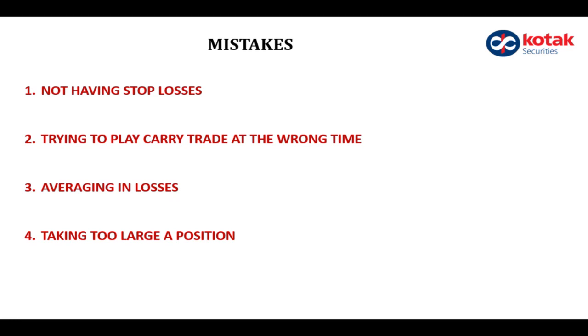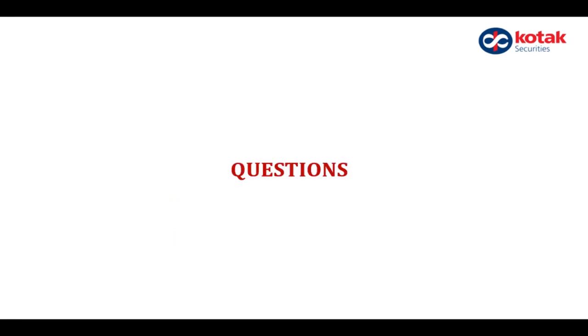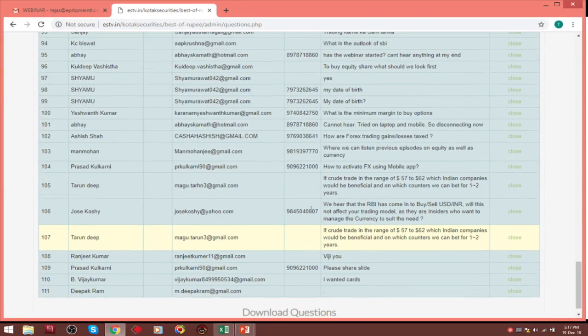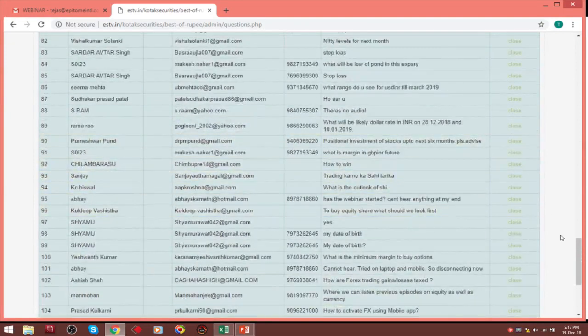So with this, I move to the last round, which has to do with the questions, and we have received a number of questions. So first, let me just scroll through and see which are the important ones. There is a question from Nishant, and he asks, what will be the rupee against the dollar by Feb 2019?